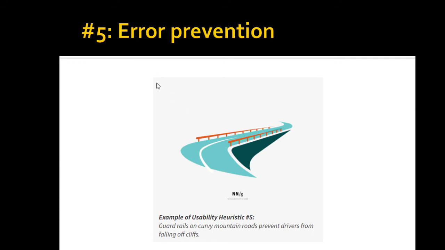So here's an example, a real-world example. Guardrails, these are the orange ones, on a curvy mountain road prevent drivers from falling off cliffs. You have to prevent them from doing the error, that is falling off cliffs. And what is used here are the guardrails.